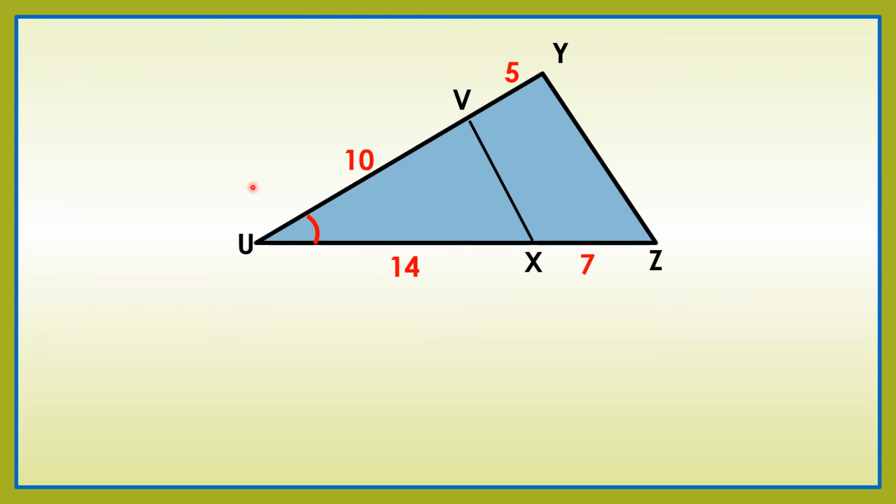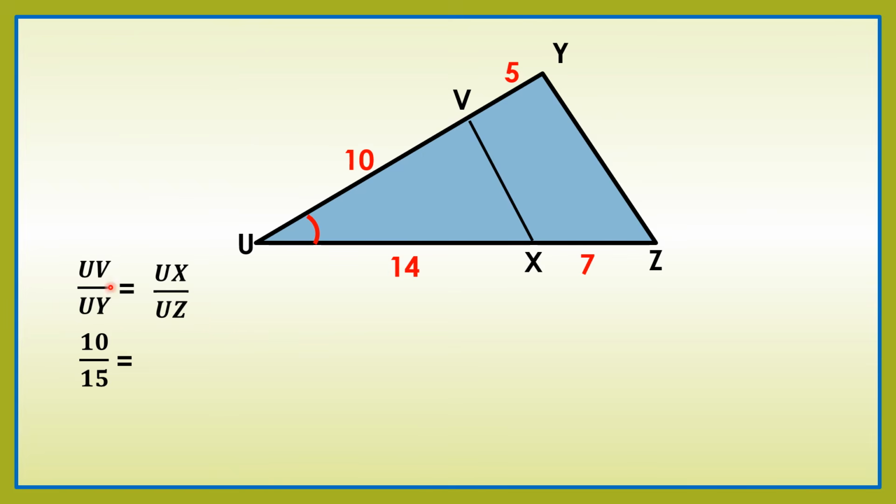Let us prove that triangle UVX and triangle UYZ are similar triangles. So, kuha tayo ng proportional segments. Pwede natin kuhanin ang UV over UY. Corresponding sides niya ay, ang UV, ang corresponding sides niya ay UX. And then, yung UY naman, ang corresponding sides niya ay UZ. So, equals to UX over UZ.